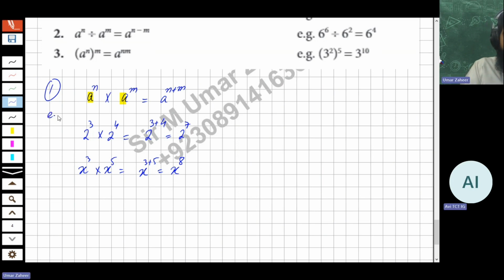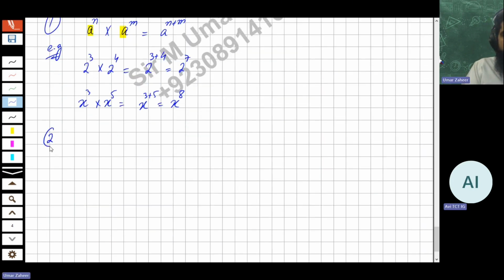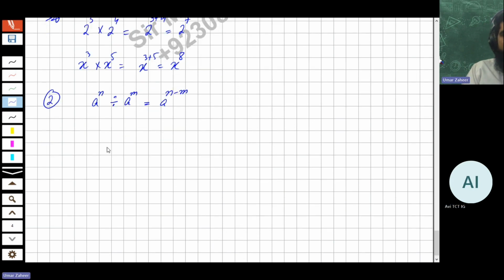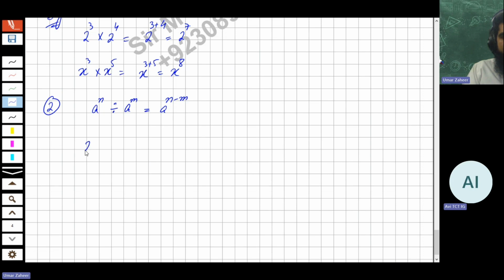Now, this is the first rule. Now, the second rule: if you have two numbers and their bases are the same and they are dividing, there will be a division sign between them. So you just have to subtract the powers. For example, you have 2 raised to power 3 divided by 2 raised to power 4. Maybe they will be written like that. They are two different notations. So if the bases are the same and they are dividing, you just have to subtract the powers. So 3 minus 4, you will get 2 raised to power minus 1.